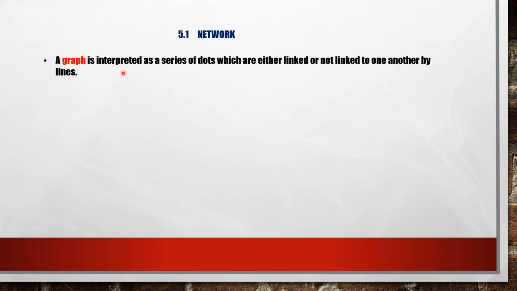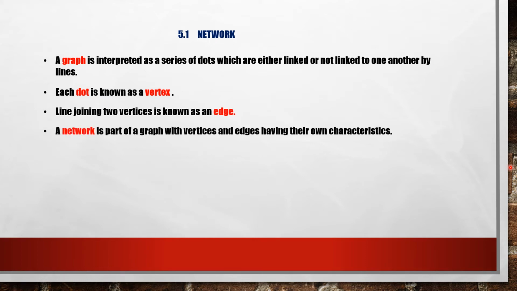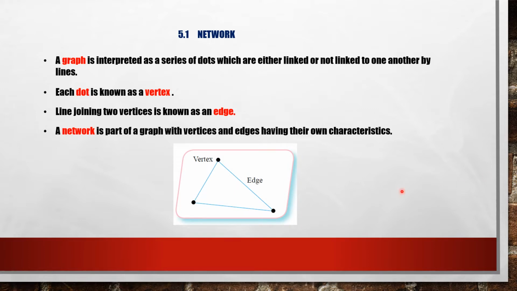A graph is interpreted as a series of dots which are either linked or not linked to one another by lines. Each dot is known as a vertex. Then, a line joining two vertices is known as an edge. And a network is a part of a graph with vertices and edges having their own characteristics.